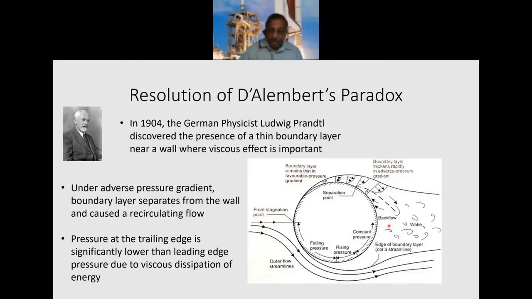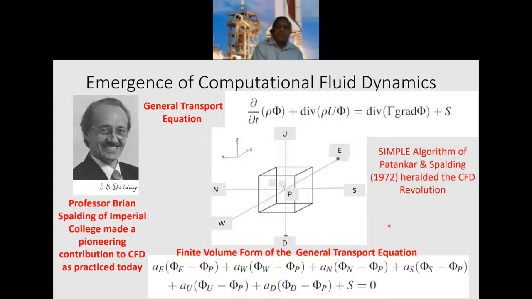So although we know this D'Alembert's paradox was resolved, still we did not know how to solve the Navier-Stokes equation. And the solution of the Navier-Stokes equation was really done at Imperial College during the 1970s under the leadership of Professor Brian Spaulding. And I had the distinct honor of working with him in my postdoctoral work.